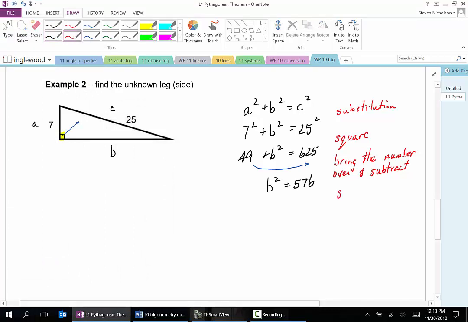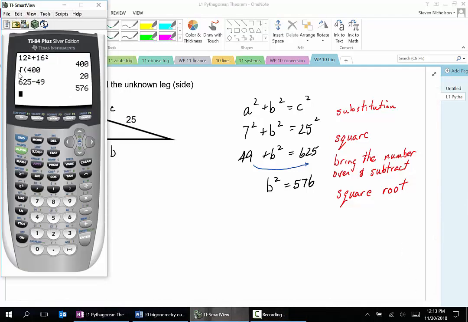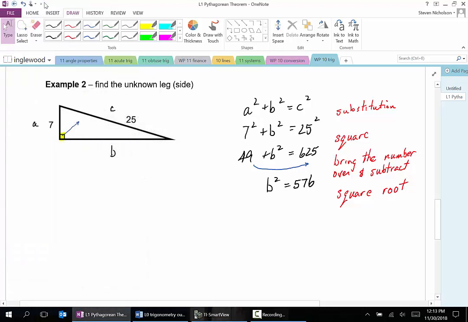And just like the example we just did, in order to get rid of the square, we're going to have to take the square root. And again, we get our calculator. I get my square root symbol, 576. And in this example, it's a nice number, 24. So again, you don't really have to show the square root step, but you do have to write b is equal to 24. Now again, we want to make sure our answer makes sense. As long as the answer we got is less than the hypotenuse, then that's good.